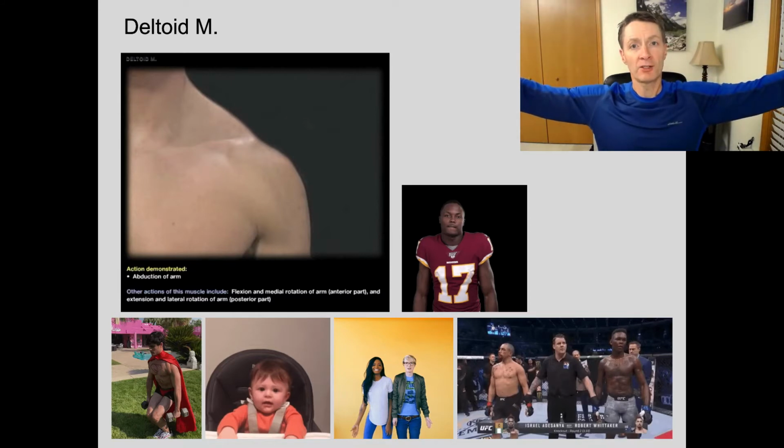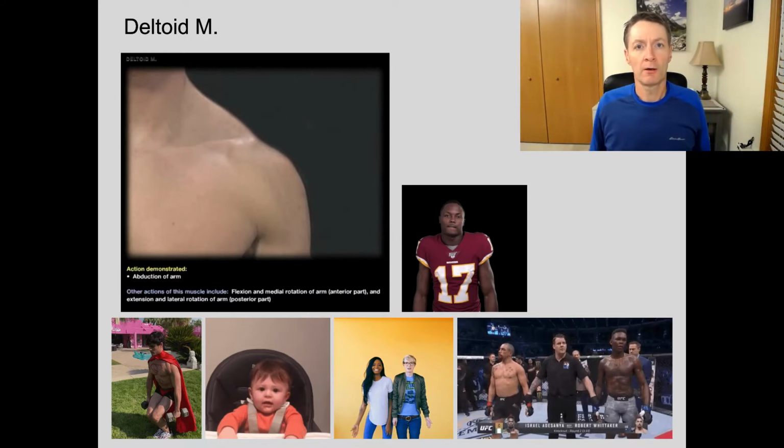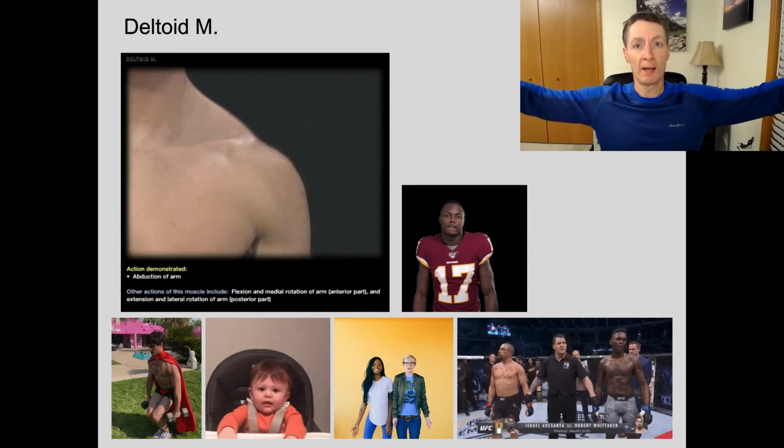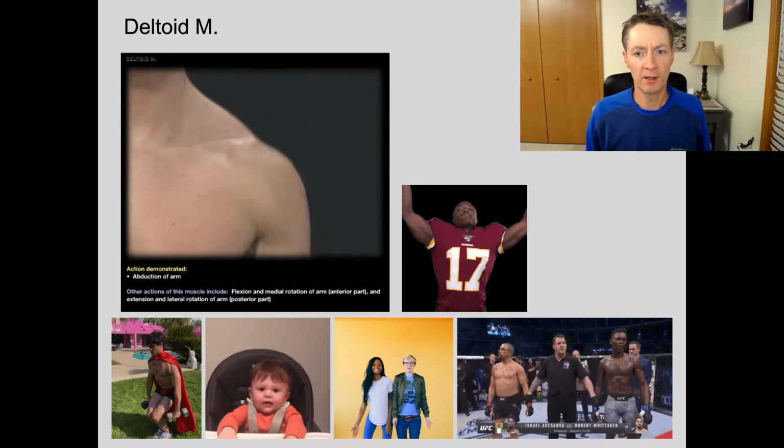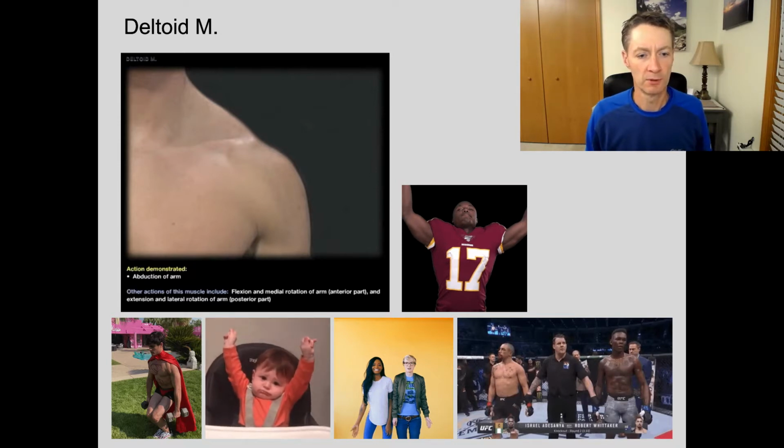The name for that action is abduction. Think of what abduction means. If somebody's abducted, they're taken away, right? Well, in this case, in the anatomy, something that's abducted is coming away from the midline of the body, okay? Abducted, okay? So here we've got some examples. People abducting their arms, okay? Cute little guy.